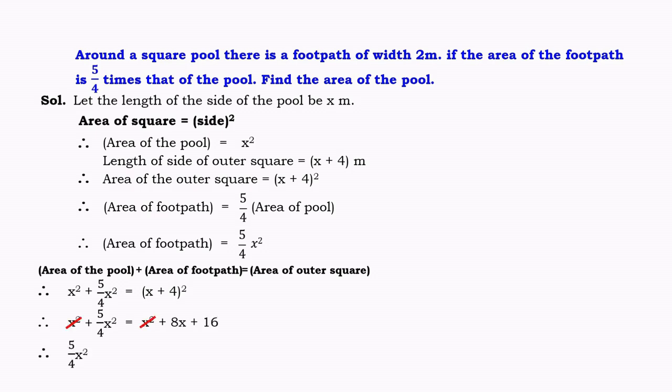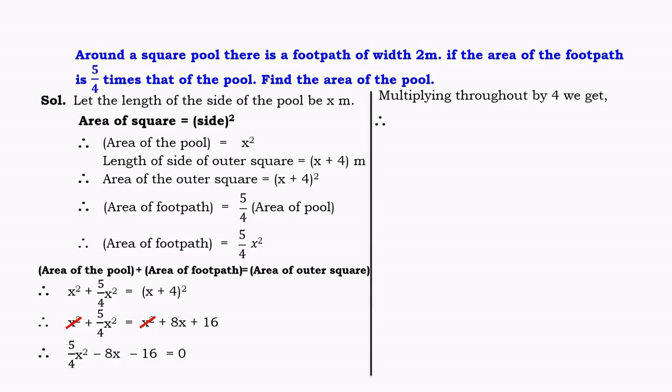Substituting the values, we get x squared plus 5/4 multiplied by x squared equals (x + 4) whole squared. Expanding and simplifying, 5/4 multiplied by x squared equals 8x plus 16. Bringing all terms to one side, we get 5/4 x squared minus 8x minus 16 equals 0. To remove the fraction, multiply every term by 4. This gives 5x squared minus 32x minus 64 equals 0.